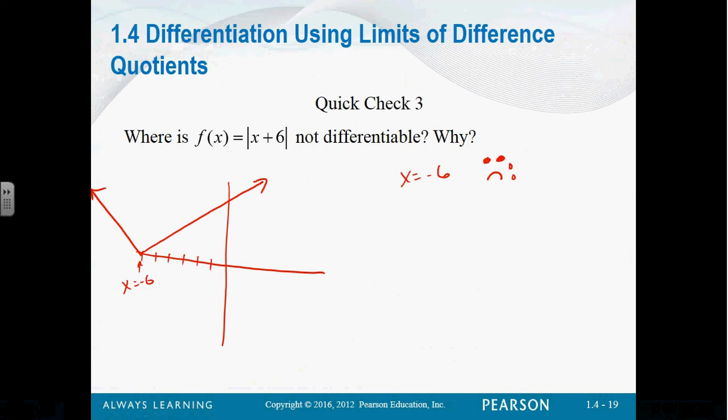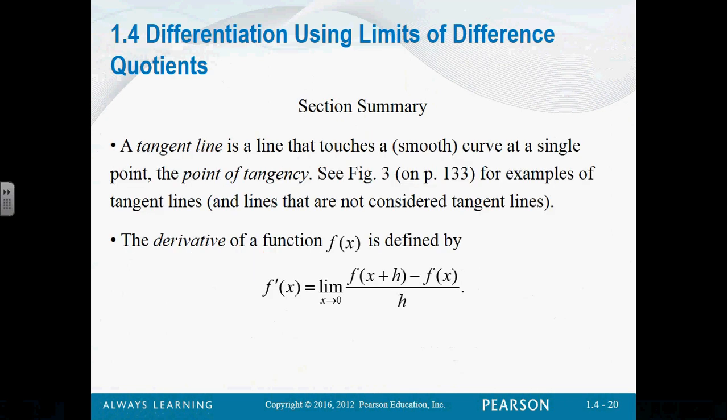If you do not have your basic shapes of graphs down and how to translate them, you might want to look back over some of my 112 videos, but this is a basic graph translated to the left. We should be able to look at it and tell where that point is at. So, a tangent line is a line that touches a smooth curve, not a point or a corner, at a single point. We call that the point of tangency.